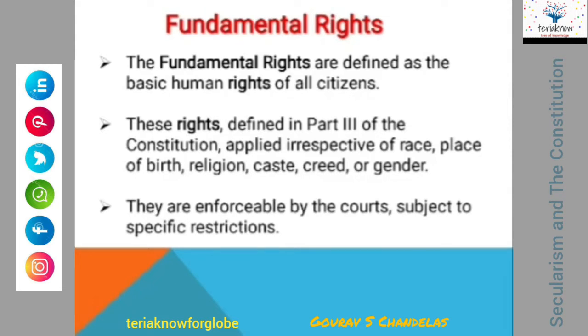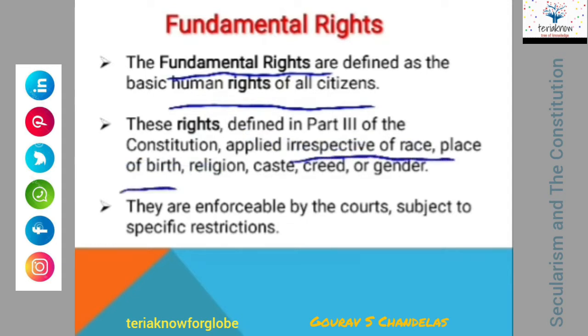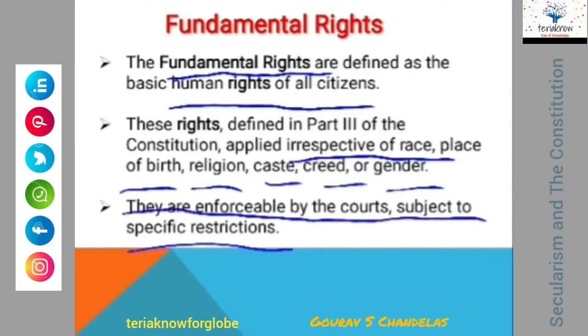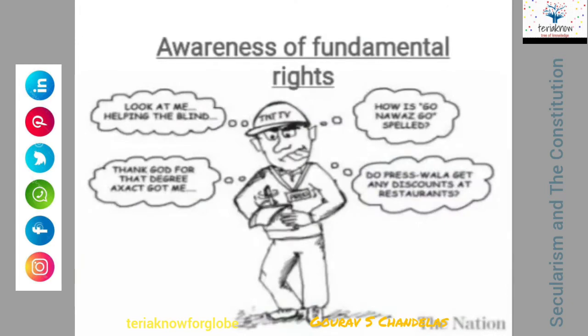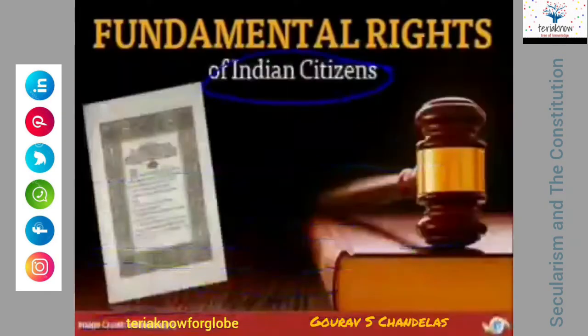Now, let's define here. I have already told you about fundamental rights. It is defined as the basic human rights of all citizens. Then, this right is defined in the third part of the Constitution. It is applied irrespective of race, place of birth, religion, caste, creed, or gender. Understood? They are also enforceable by the court subject to specific restrictions. So, it is very, very essential.